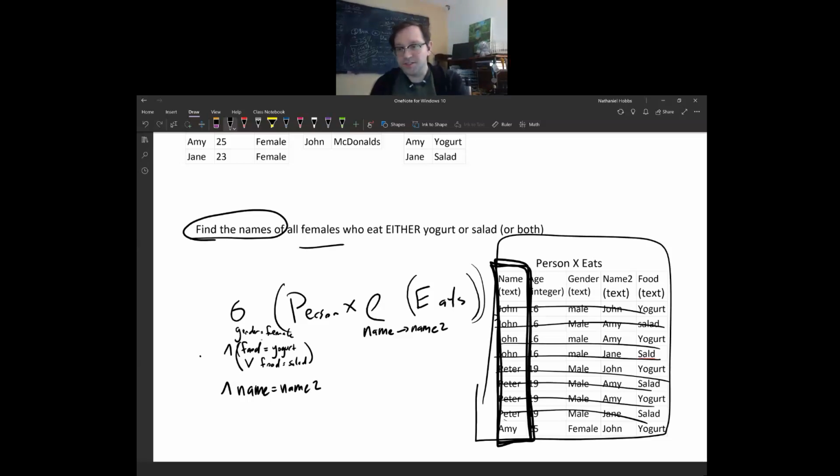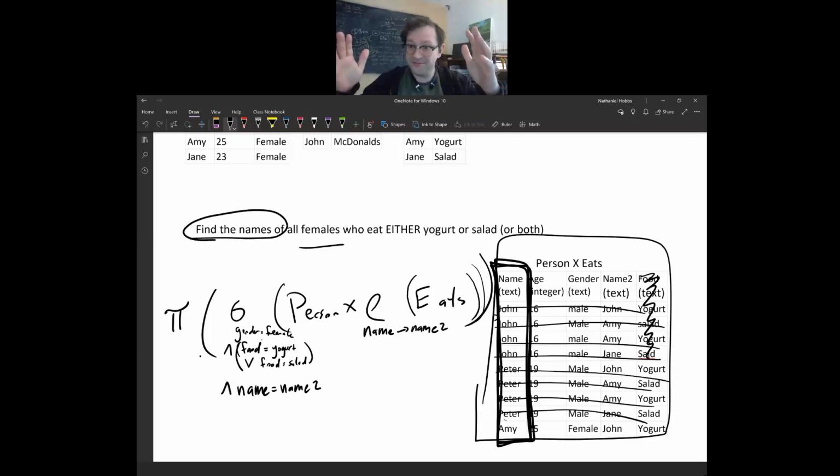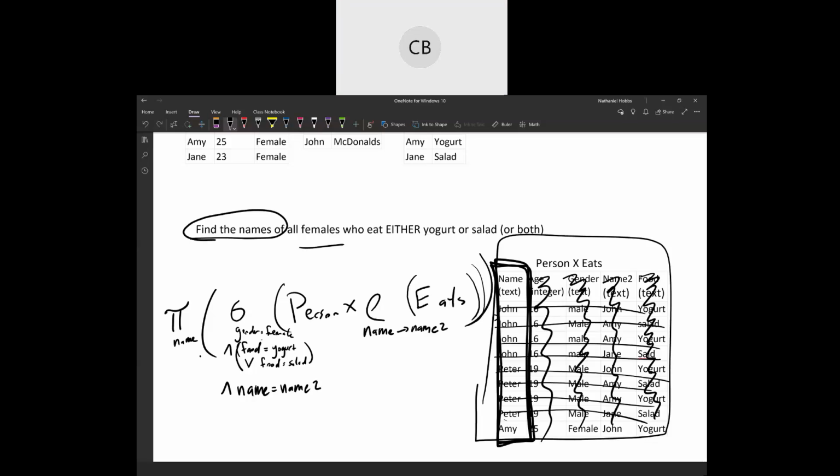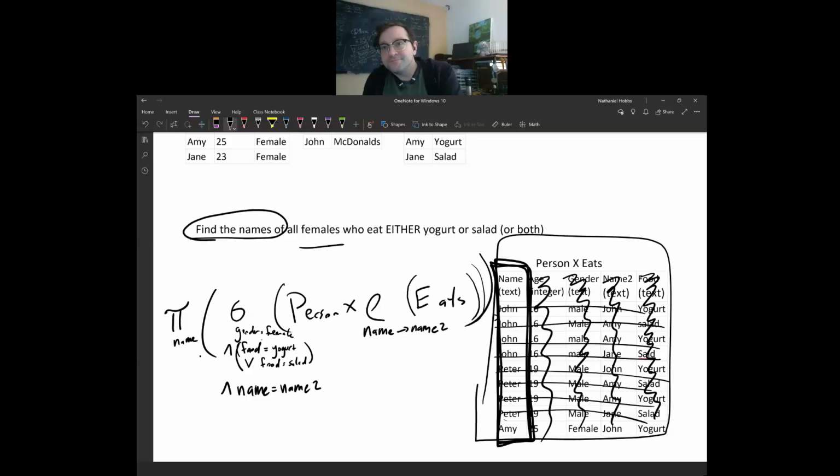Okay, I'm stuck here. I don't know. How about project? So project gets rid of columns. So we don't want the food column, we don't want the name 2 column, we don't want the gender column, we don't want the age column. We only want the name. And so that's what the project does. Yeah, that was my next answer, Professor.